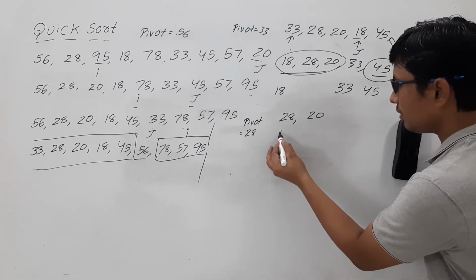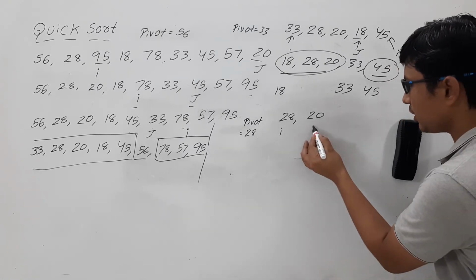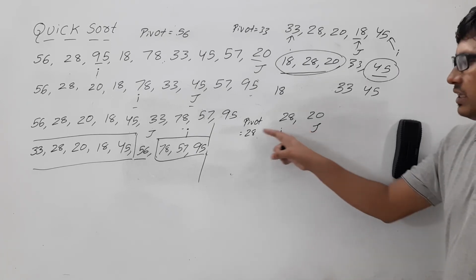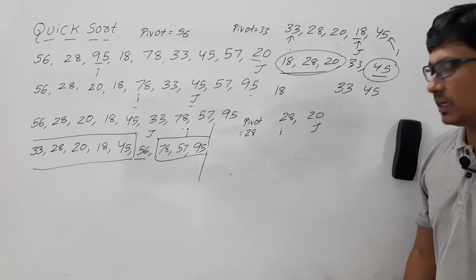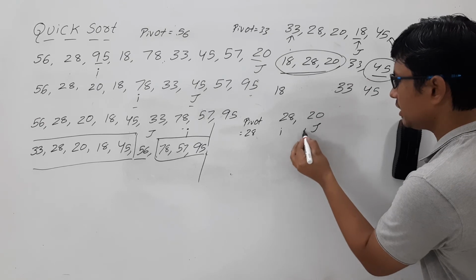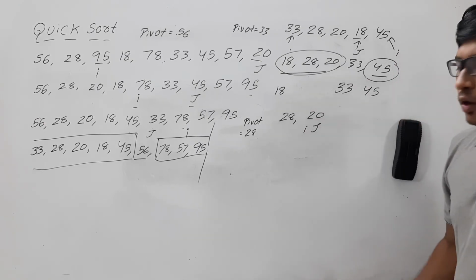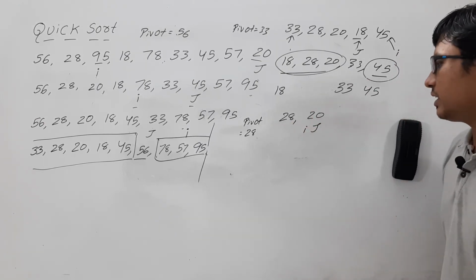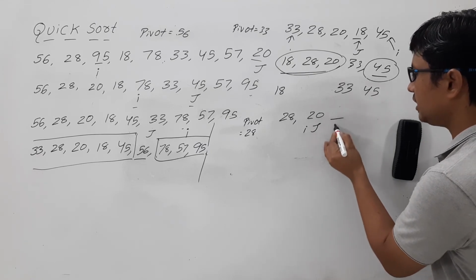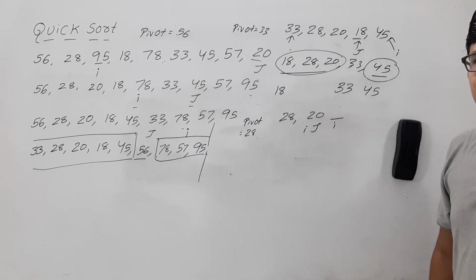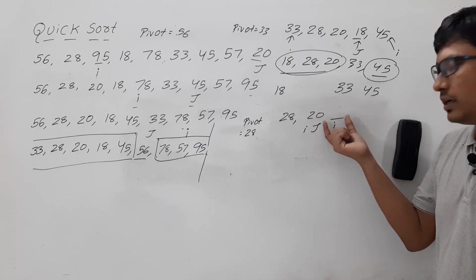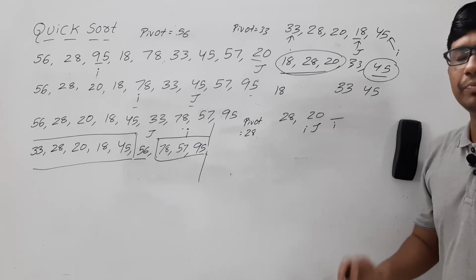I value I will keep here and j is pointing here. Now 28 is less than or equal to 28. The condition is satisfied, so you will increment the i value. Now 20 is less than 28. Again the condition is satisfied. Now i is pointing here because you need to increment. There is no value here, so we will stop comparing.